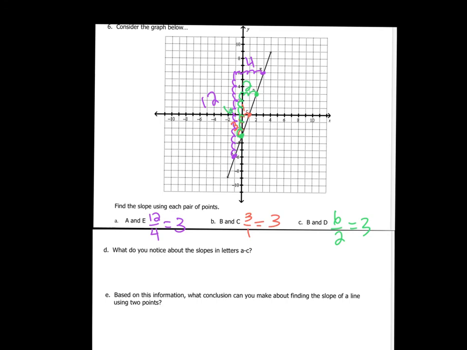All right, the next question says, what do you notice about the slopes in letters A through C? So in A, B, and C, we got a slope of 3 for everything. So they all have the same slope. Based on this information, what conclusion can you make about finding the slope of a line using 2 points? This goes back to what I said earlier. You can choose any 2 points on the graph as long as they cross whole number values.